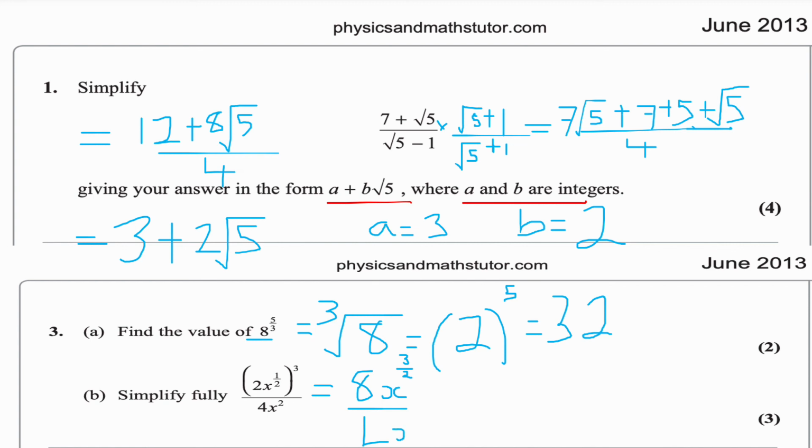So it's simplifying indices. 8 divided by 4 is 2. And then x to the 3 halves minus 2. Well, that's going to be 1.5, take away 2 goes to minus 0.5. So it goes to minus a half. Because I can write 2 as 4 halves, and then if I'm dividing, I would then subtract the powers. So I can write it as 3 halves take away 4 halves, which is equal to minus a half.